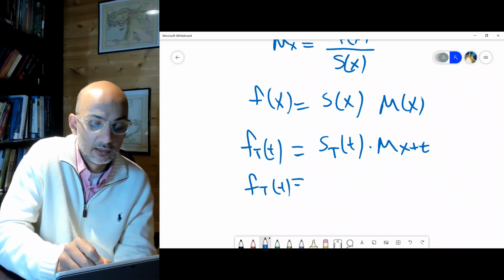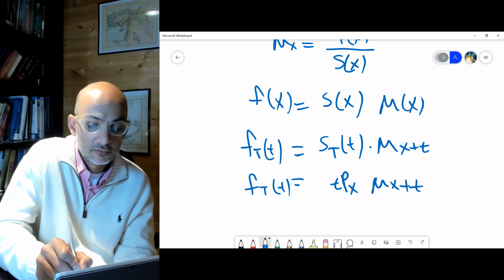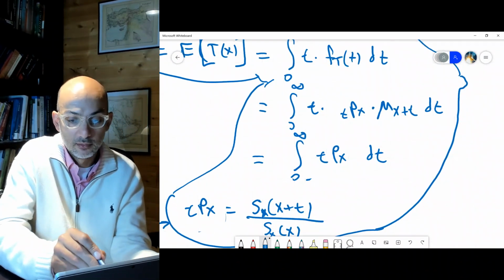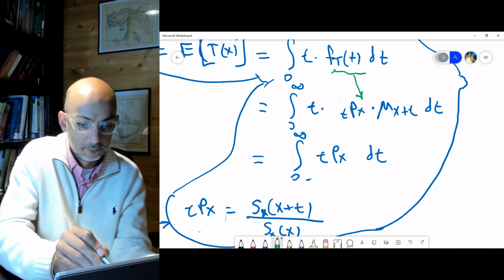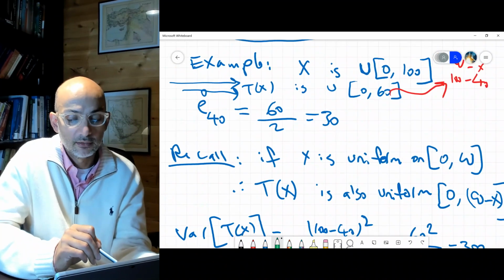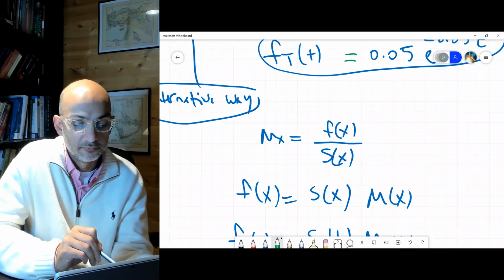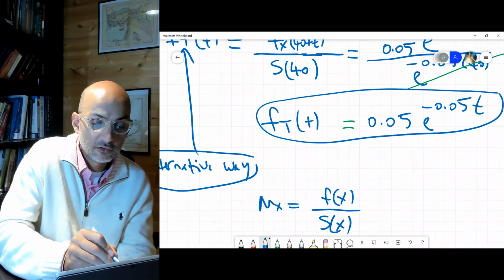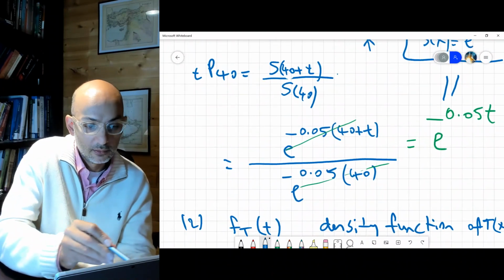Or it can be f of t, but we already introduced it at the very beginning. It's tpx multiplied by mu of x plus t. A different way. I already introduced it here, when I said it's very important to know. And we already talked about it before, so you can use it directly here. It's nothing difficult. We already calculated tpx. If you go back to tpx, remember tp40.